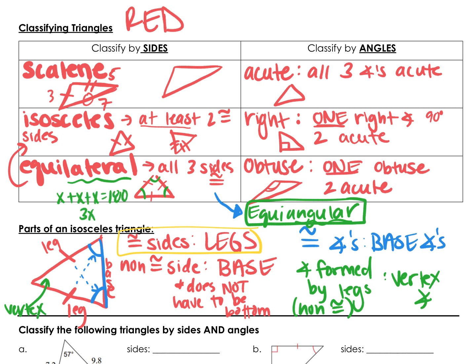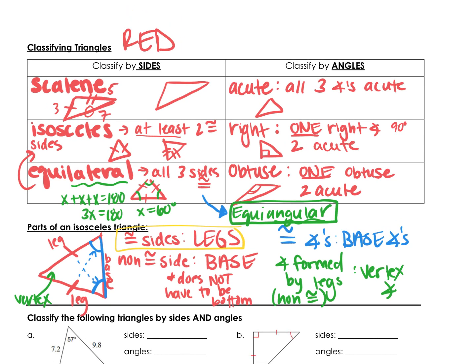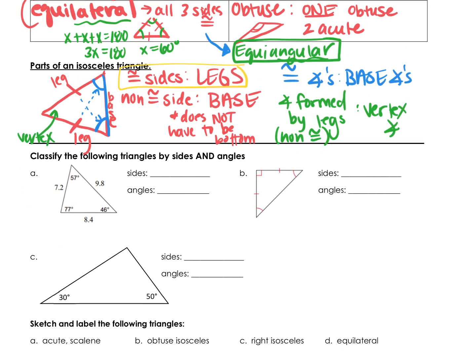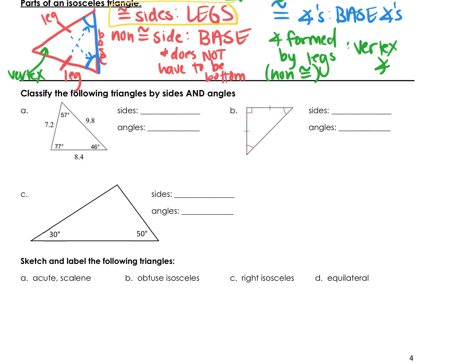Okay. 3x is equal to 180. Each of those angles is 60 degrees. Okay, so that's a lot of information, but it should mostly be review. The main thing you might need to focus on is isosceles. So let's go down here and do a couple of practice problems.